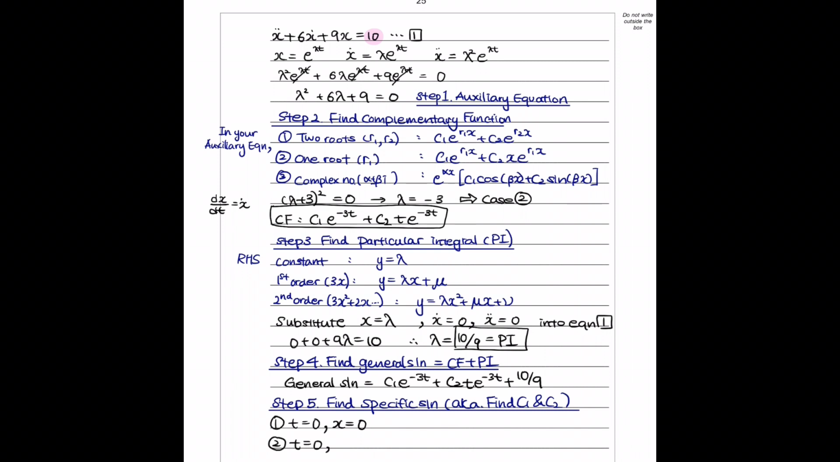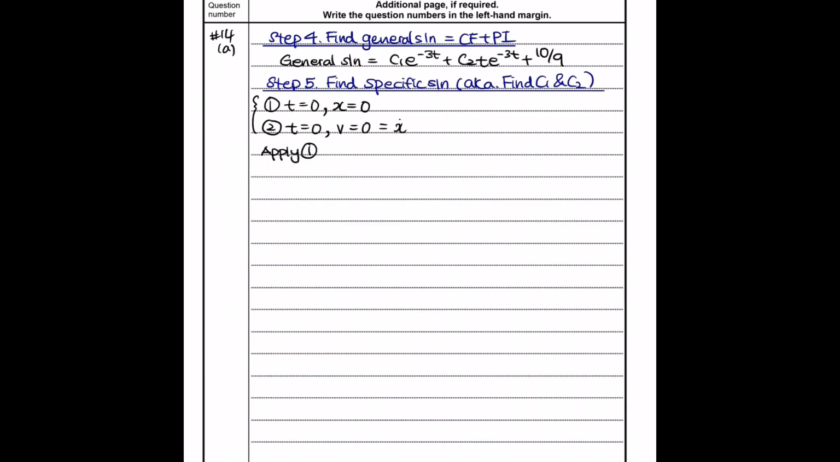And what else? When t is equal to 0, again, it's not moving. Therefore, their velocity should be 0. And velocity is your first order derivative. So let's apply our first boundary condition. Substitute t equals 0. And this general solution is equal to x, okay? So we're looking for x in terms of t.